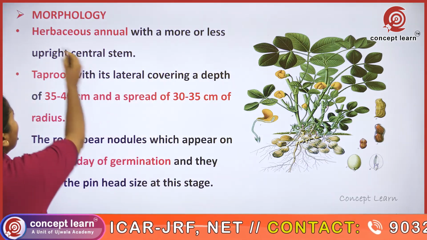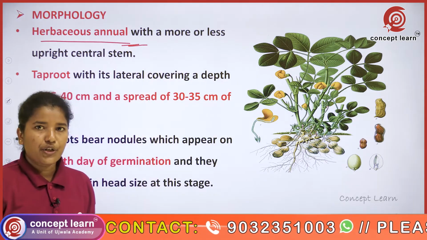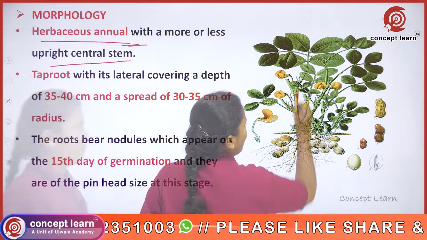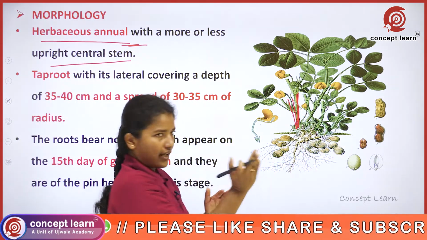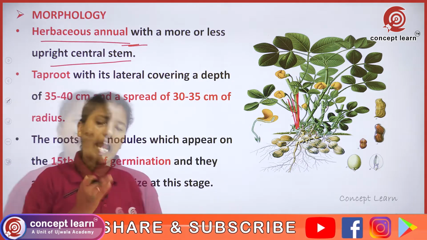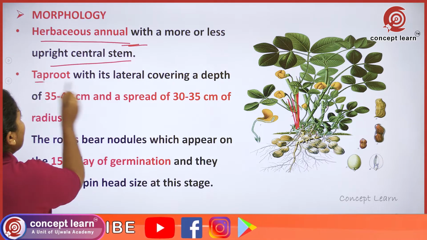Here we can see it is a herbaceous annual crop, with a more or less upright central stem. It is a slightly angular or straight stem. It is a cylindrical stem, which will become angular as the growth progresses. And also it has a taproot.